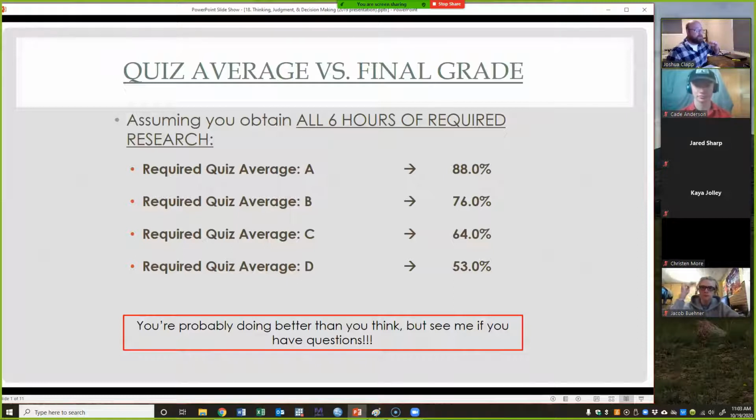And this is just with the bare minimum 6 hours of research. A 76 will get you to a B. A 64 will get you to a C. A D is technically a passing grade. If you're just taking psychology to get that H course, a D will get you there. You don't want a D. Ds aren't great, but they're better than Fs. But a 53% average, assuming that you get all of your required 6 hours of research, will get you a D in the course.